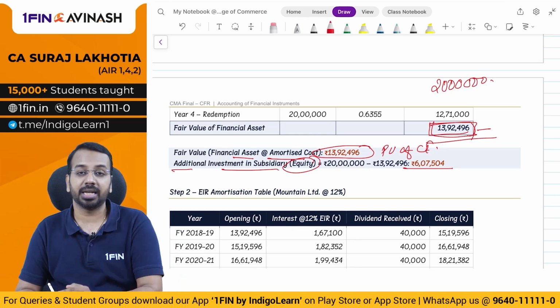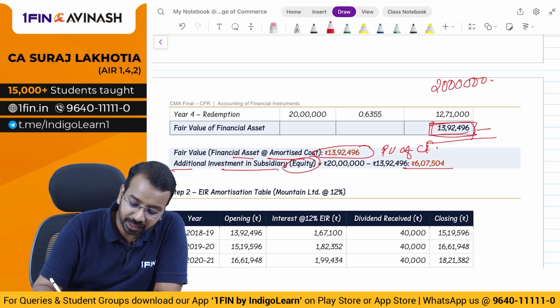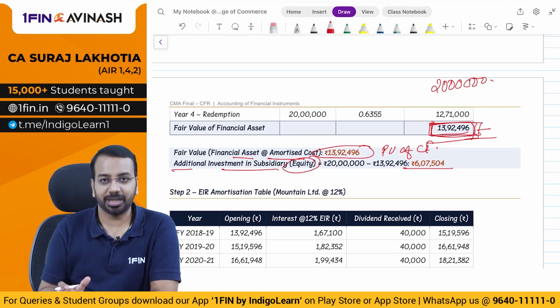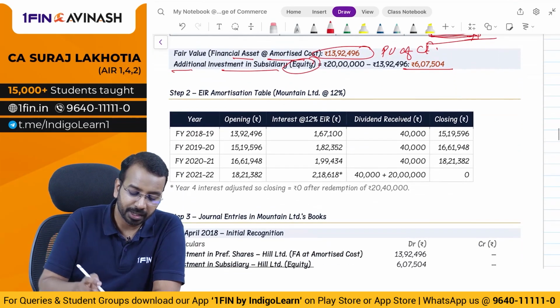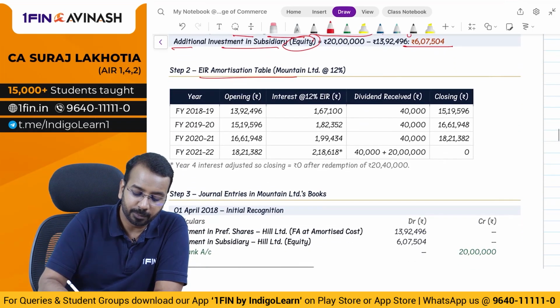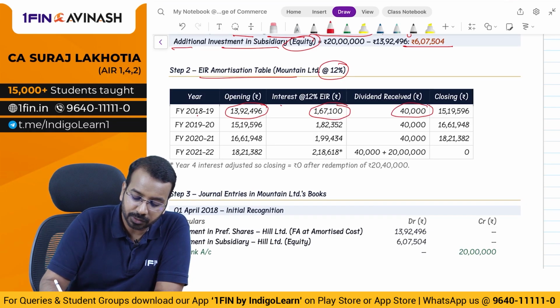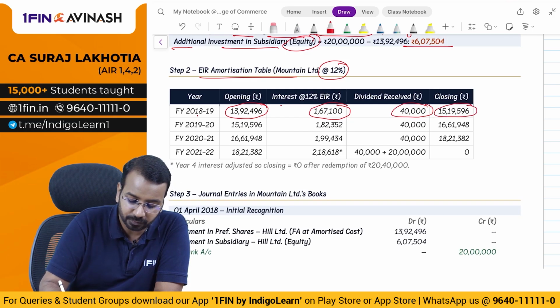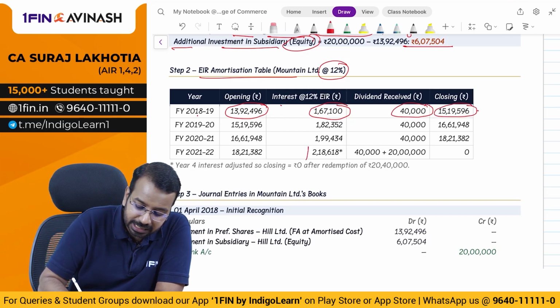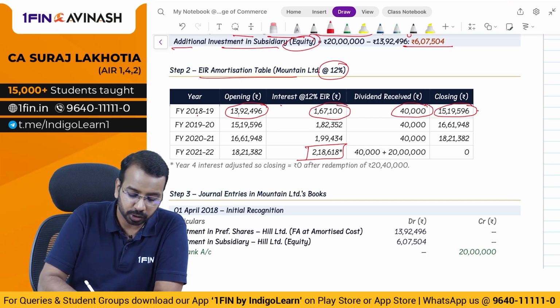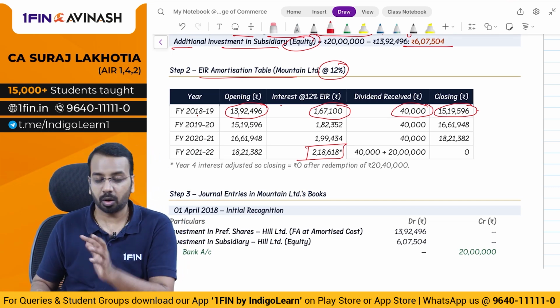Now in such kind of scenarios, what we will do is, we will take 13,92,496 and prepare our amortization table. Okay. So when we prepare our amortization table, we will maintain it at 12%. So opening balance 13,92,000. Interest at 12%, 167,100, dividend 40,000, closing balance 15,90,596. Okay. Last year you have to consider for balancing figure. Alright. So 1392, how do we calculate?